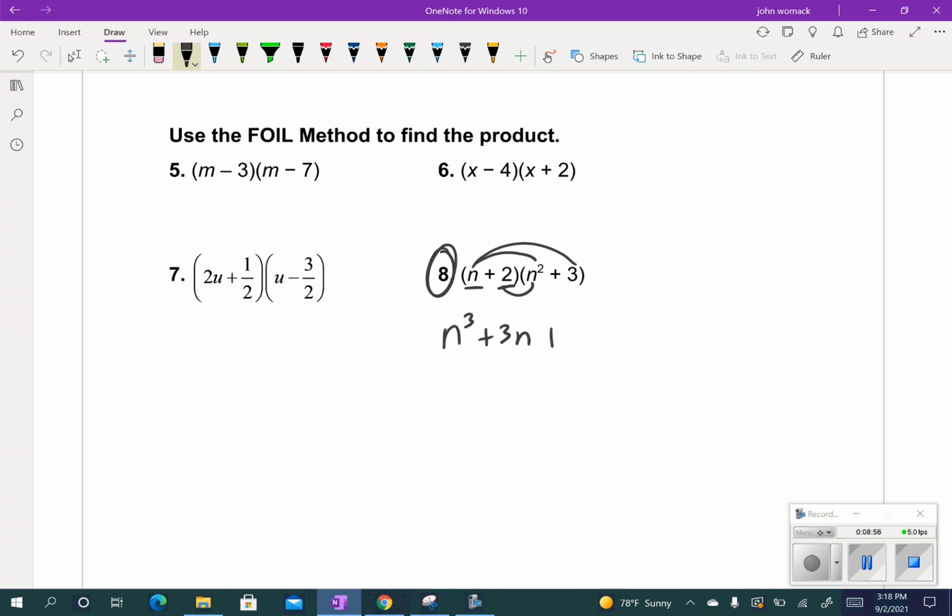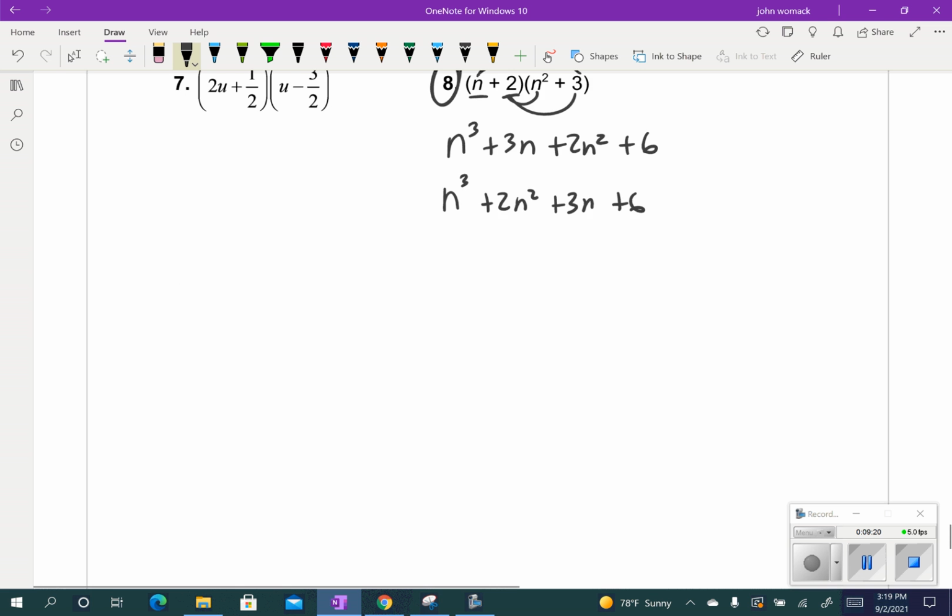Now take my 2, my second term, and distribute it through. 2 times n squared, and 2 times 3 is a positive 6. Okay, we ought to combine like terms if there are any, but I don't think there are. Let's write it in standard form, though, right? I start with my highest power, my highest degree, and I work my way down. So I'm just going to switch the 2n squared and the 3n. Okay, there's my answer right there. That method works really well also.